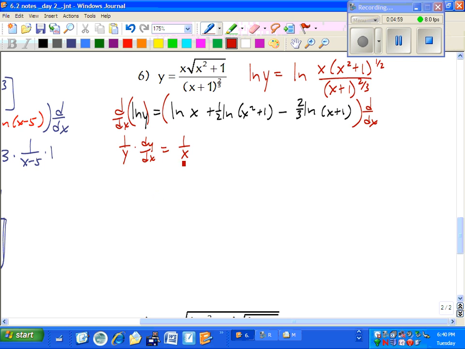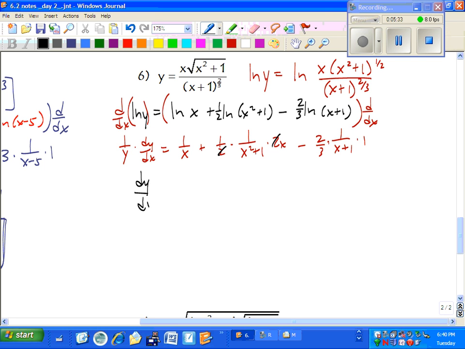So derivative of natural log of x is 1 over x. Here we have a constant out in front, times 1 over x squared plus 1, times derivative of x squared plus 1, which is 2x. Minus 2/3 times derivative of this, we get 1 over x plus 1, times derivative of x plus 1, which is just 1. So I just want to try and clean up a little bit over here on the right. 2's cancel out, and that's about it.